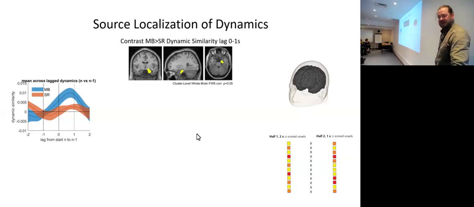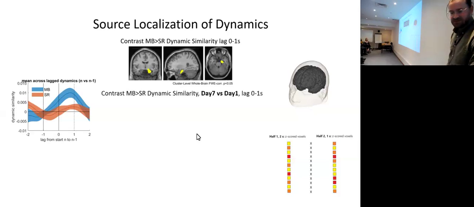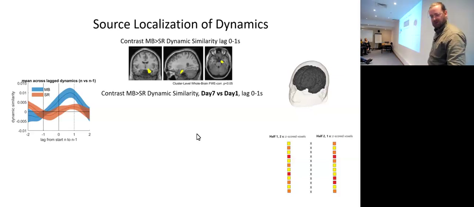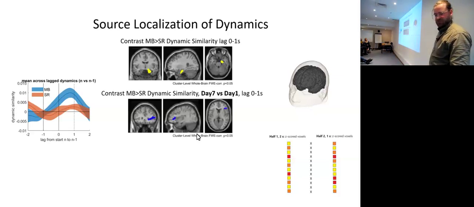Next, I did the same analysis, but rather than taking all the data, to look for where the sequential dynamics are playing out through a world model, and it happens that it's in the hippocampus. What I did next was that rather than taking just the raw data, I contrasted day 7 to day 1, comparing the MB and the SR group.